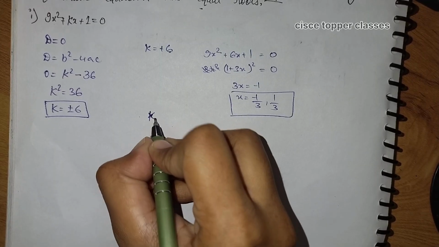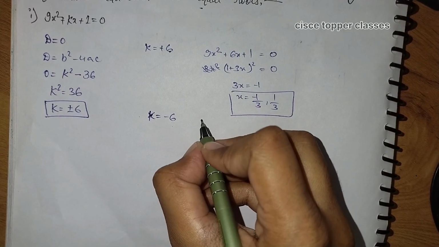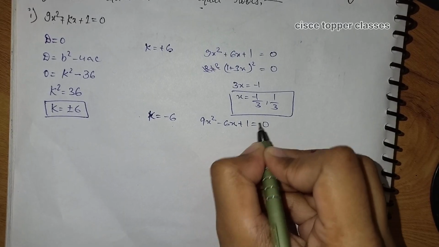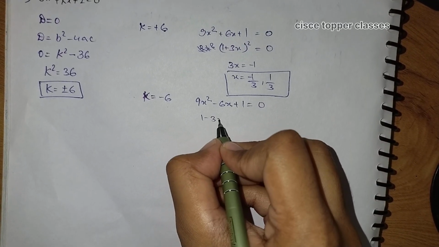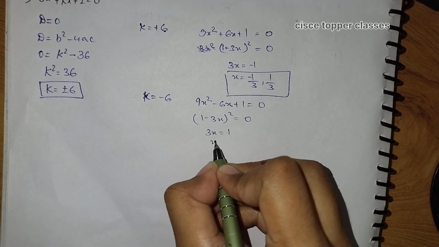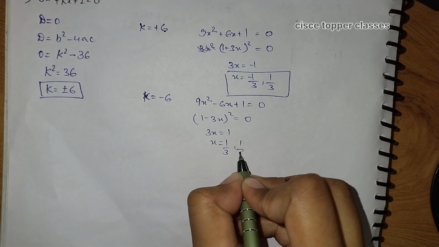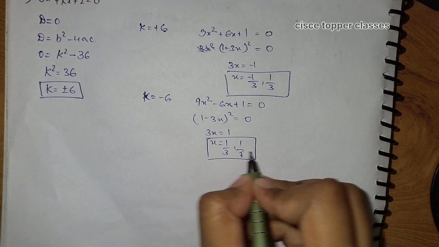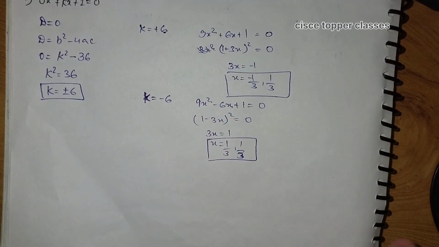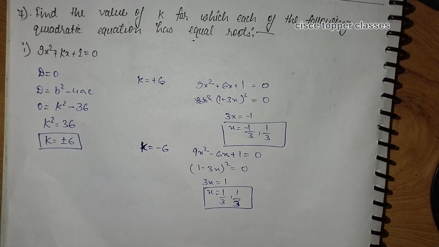If we put k as minus 6, it will become 9x square minus 6x plus 1 equal to 0, as (1 minus 3x) whole square equal to 0. So 3x is equal to 1 and x is equal to 1 by 3, two times. So these two roots are coming when we put k as minus 6 here. And hence this is the final solution of question number 7 first part.